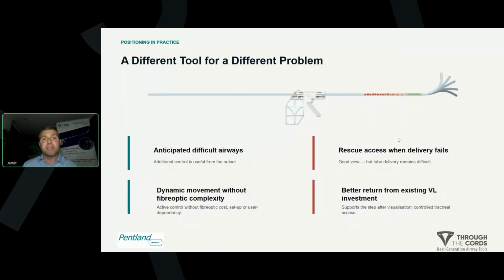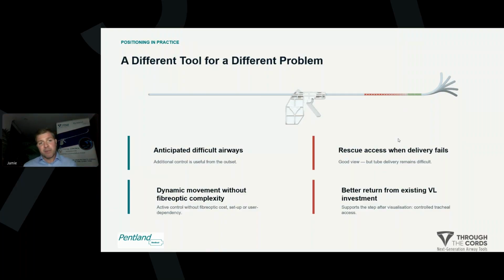So how are we positioning the TCI in the UK? Well, it's still relatively new to the UK market. It's only been available for maybe the last year or so. So at this point, we're really promoting it as a difficult airway tool, and that could be for anticipated difficult airways, where access is expected to be a challenge from the outset, but also in rescue situations, when you have a good view on the video laryngoscope, but the tracheal access is proving difficult.